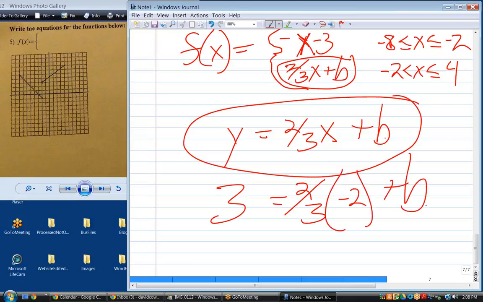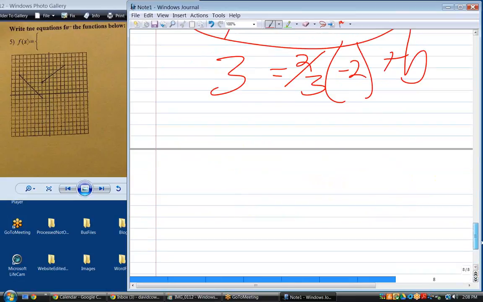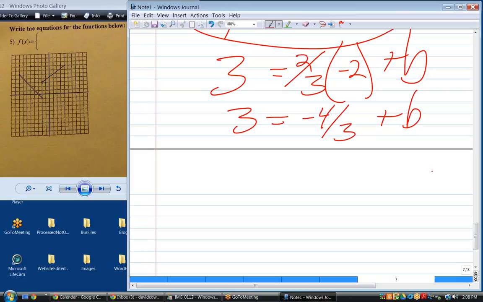And then I'm going to solve algebraically for b. Well, now I get 3 equals -4/3 plus b. What's the next step of solving this equation? Division? No, I'm adding right now. In other words, let's go back and look at how we decide that.